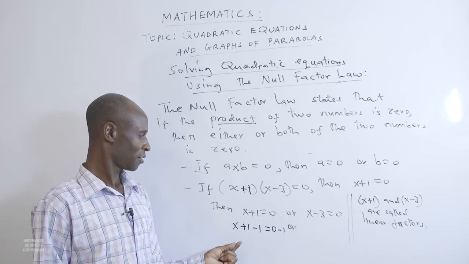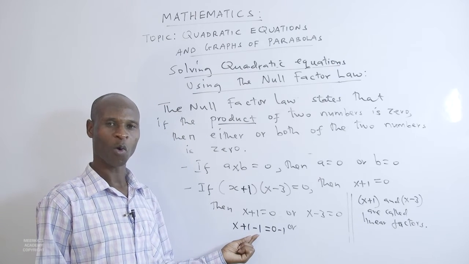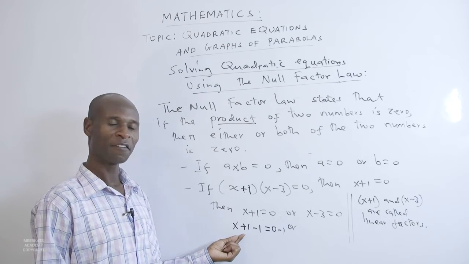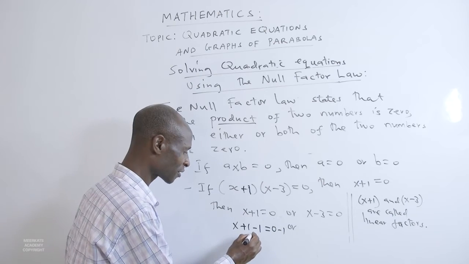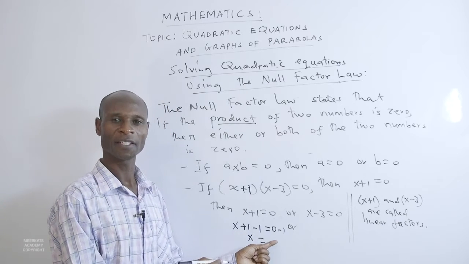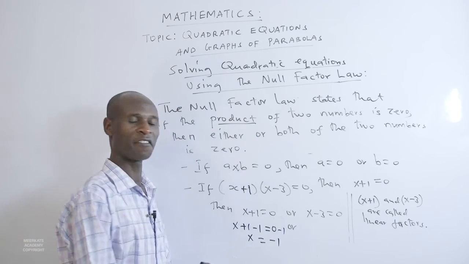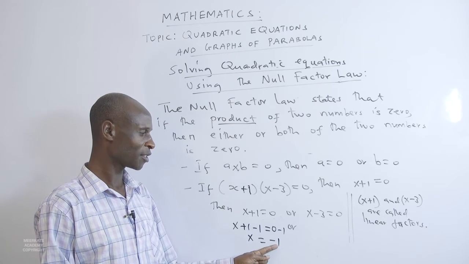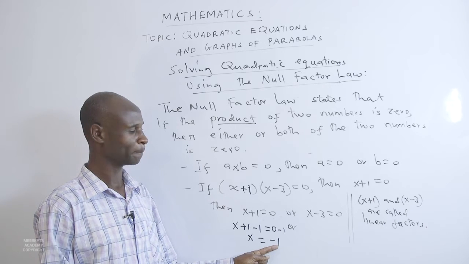In our case, x plus 1 minus 1 is equal to 0 minus 1. So, on the left-hand side, we shall remain with x, and on the right-hand side, we have negative 1. So, the result is x is equal to minus 1. That will be the solution.